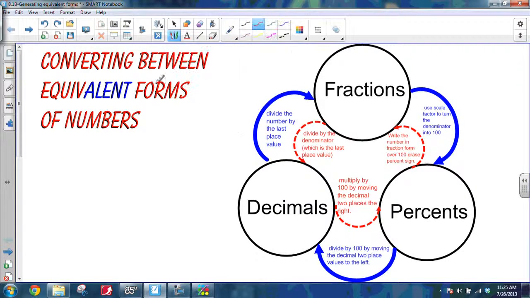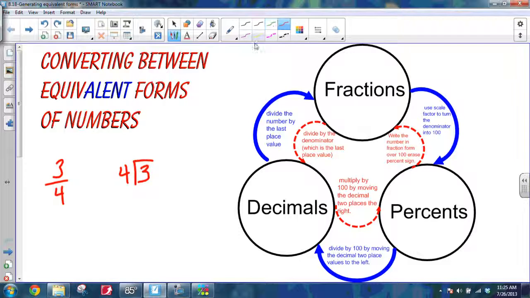So let's look at an example. If we have 3/4, we have to divide by the denominator. So it's 3 divided by 4. So let's write it. 3 divided by 4.